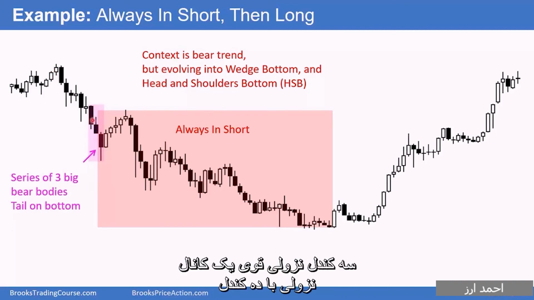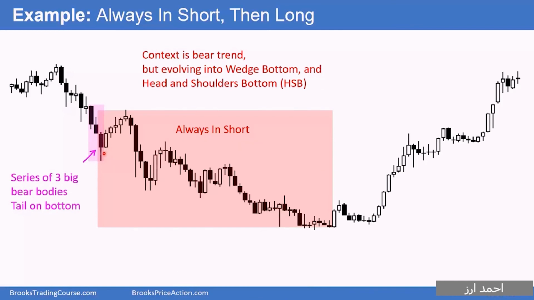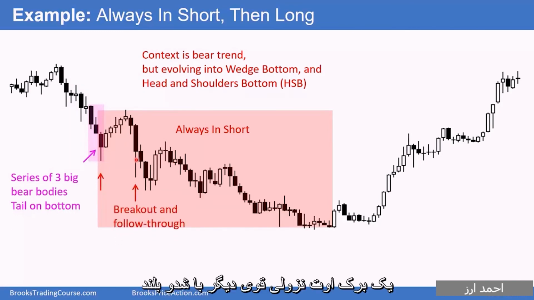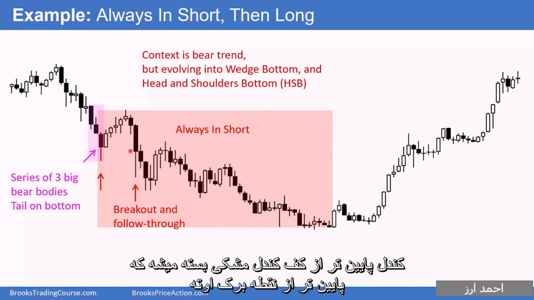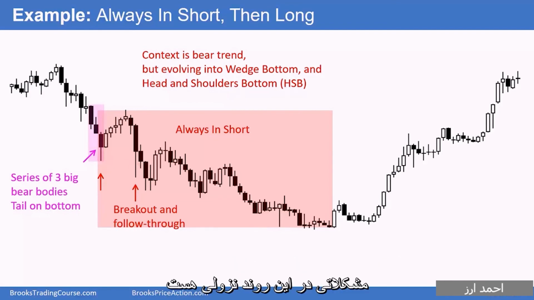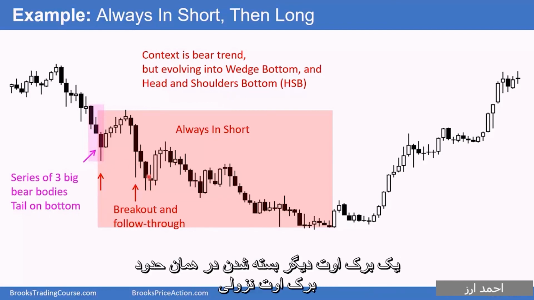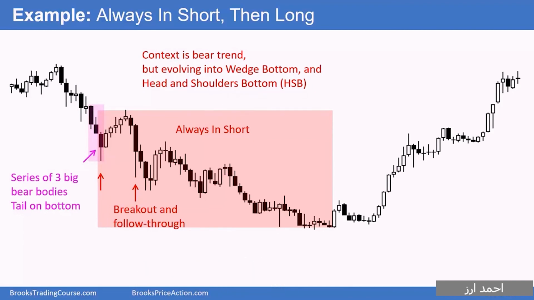3 big bear bars, a bear channel with about 8 or 10 bars, but a tail on the bottom of the bar. That's a weakening trend. Another big bear breakout, but a big tail below, and the close of this bar, the bottom of that black box, is above the breakout point. There are problems with this bear trend. Another breakout, a close just around the breakout point instead of far below.